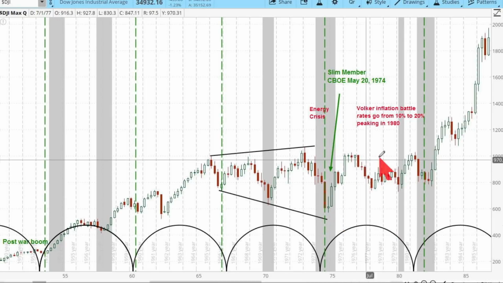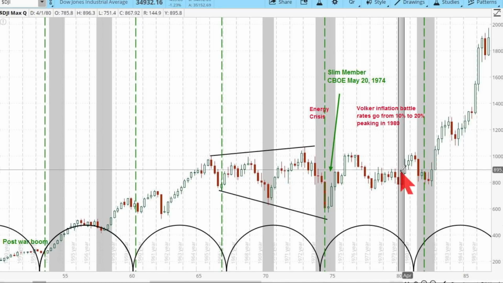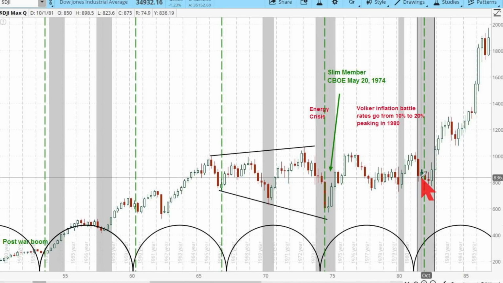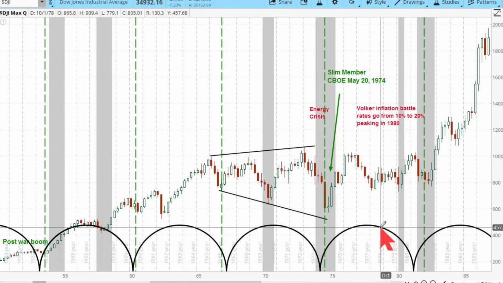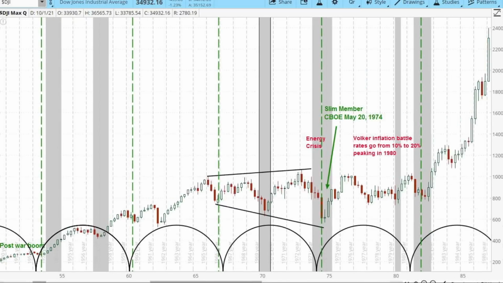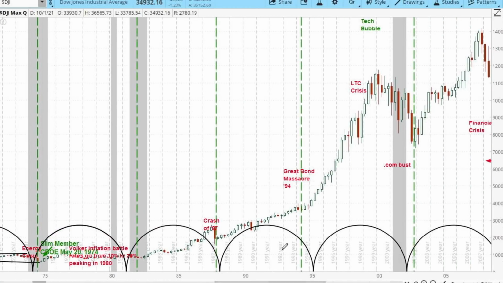So here's that next line right over here. Remember, the gray areas are the recessions. You can see this break right over here that took you into 1981, 82 right there. And there is that next cycle. You can see that very clearly. Interestingly, the crash of 87, as we get right over here, is a bullseye on these cycles.